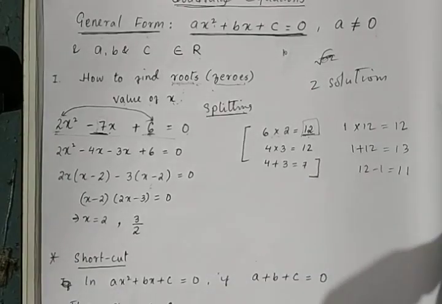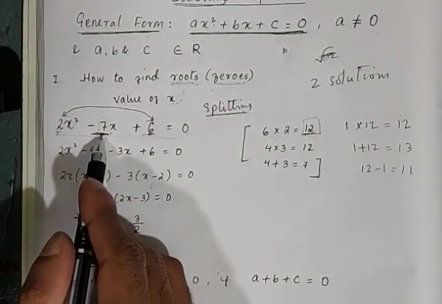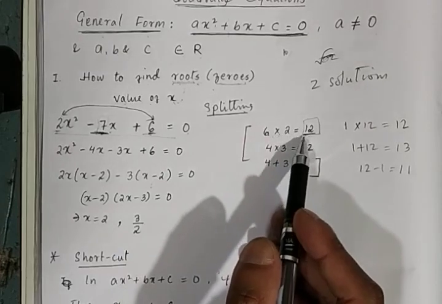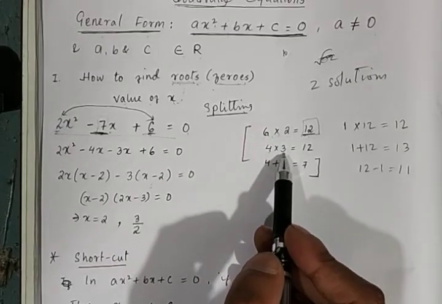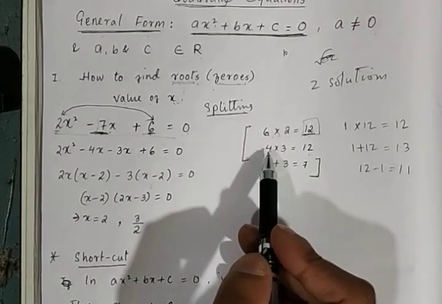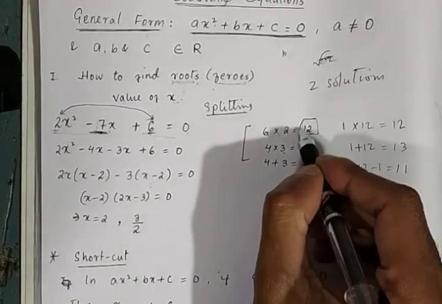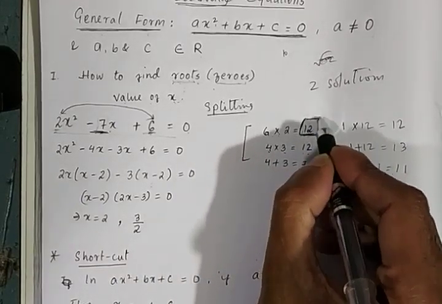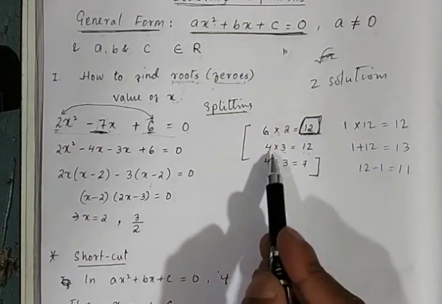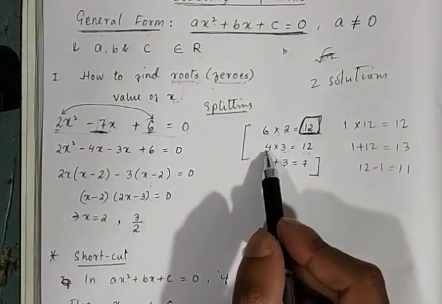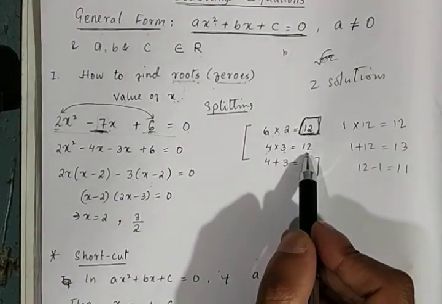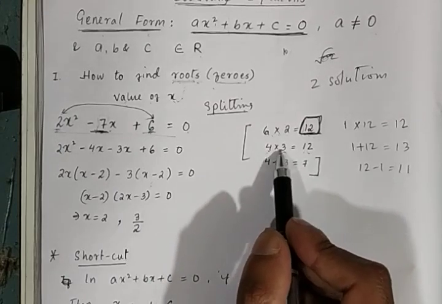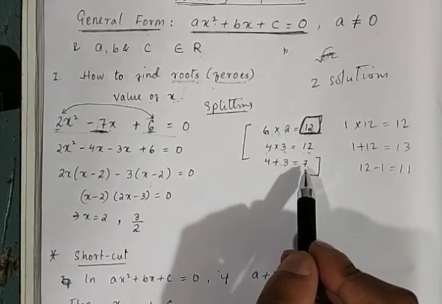I hope you have understood. It should come to 7. 6 twos are 12, and 4 into 3 is also 12. 4 threes are 12. See, this is the purpose. Now I have to get the factors. I have to multiply two numbers to get 12, so I have to keep on trying. 4 threes are 12. Why do I choose 4 threes are 12? Because 4 plus 3 gives us 7.